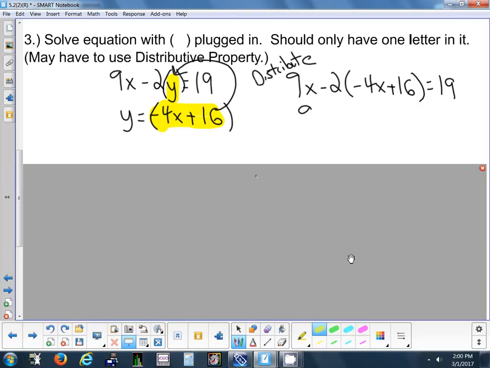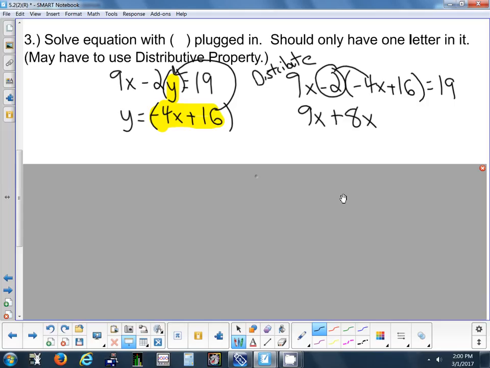Nothing I can do with the 9x. Just bring it down. What am I distributing? Marissa, what number am I distributing? Negative 2, good. I like how you put the negative. Remember, the sign to the left is going to go with it. I'm distributing that. KD, what's the first thing I'm going to distribute it to? I have negative 2 times what number inside the parentheses? Negative 4x. When I do that, what do I get? Positive, very good. I'm multiplying. 8x. Perfect. So that's me distributing this.